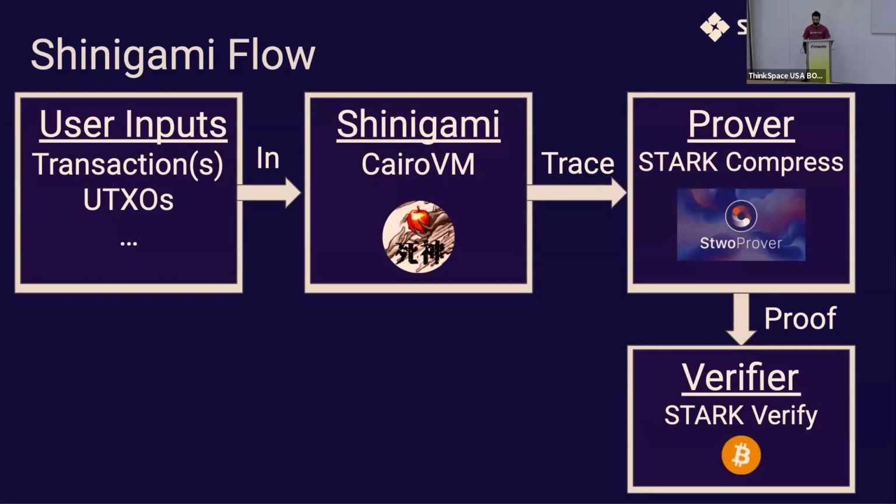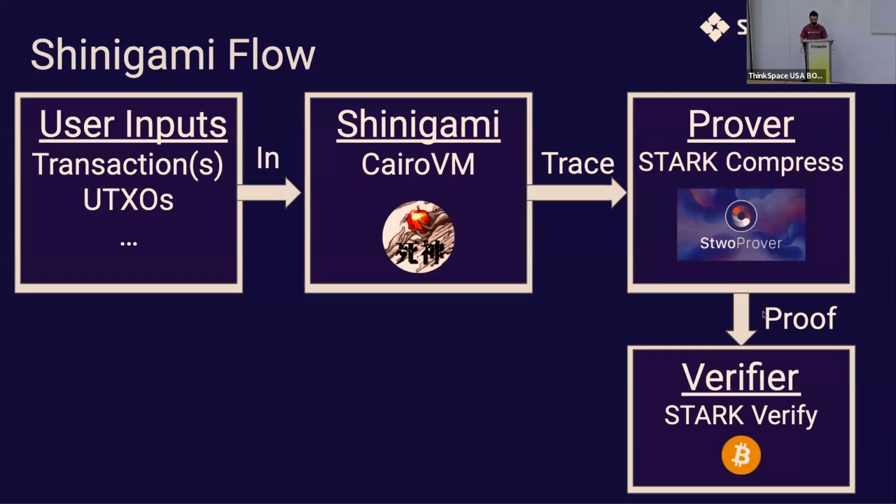Our prover that we hope to be using in the future is called Stwo, which allows you to compress the transactions trace. You can think about it as compressing the transactions trace into a Stark proof that is super efficient to be verified.